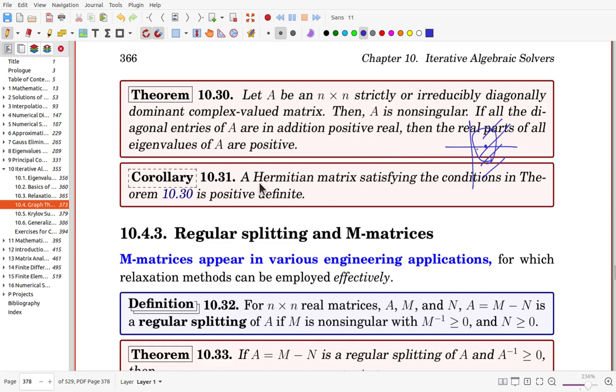Now, here, a Hermitian matrix is a complex version of a symmetric matrix. So for a Hermitian matrix, that condition means that the eigenvalues must all be positive. So eventually we can conclude that here the matrix must be positive definite.